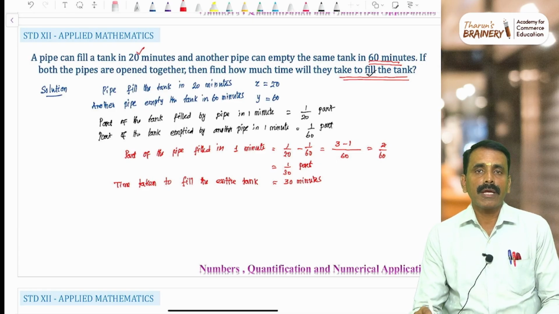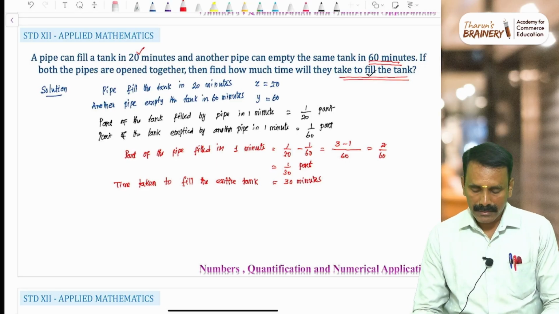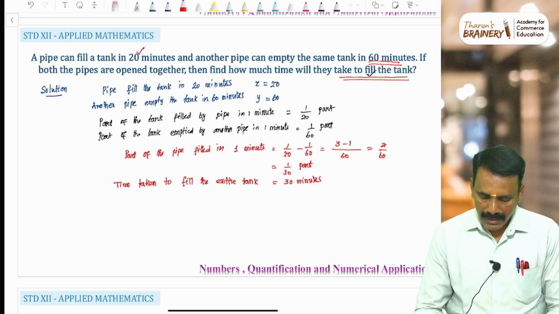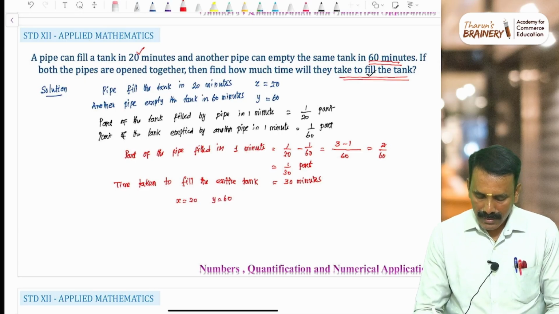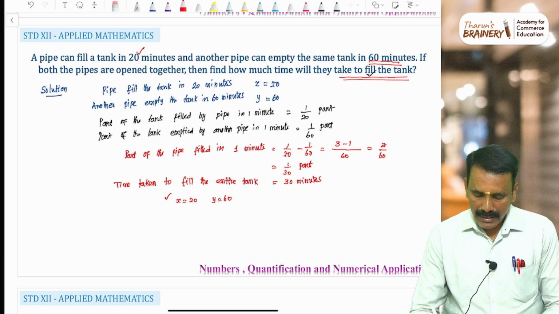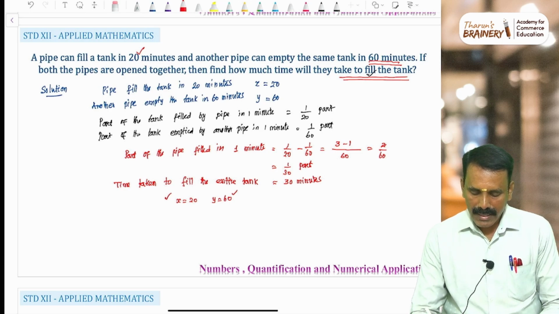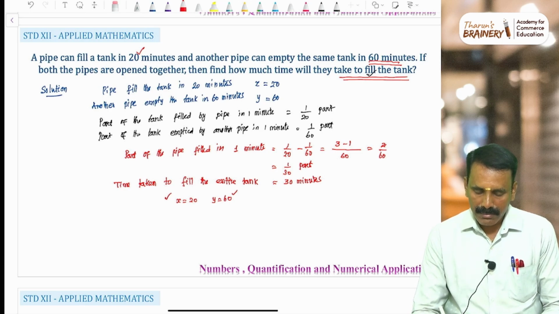Now the same problem also can be done by the formula method. We are given x is equal to 20 and y is equal to 60, and this is going to fill the tank and this is going to empty the tank. All are in minutes, and here we are having y is greater than x.